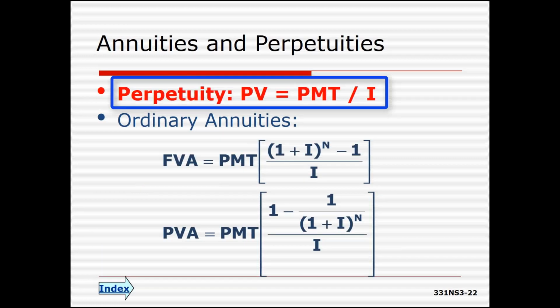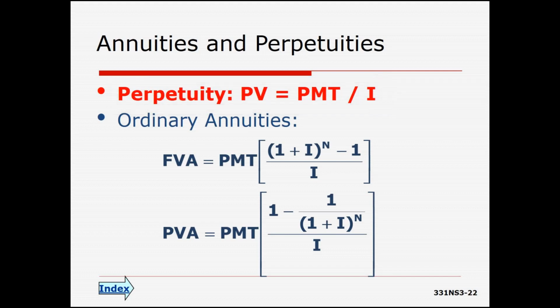First, let's get valuing a perpetuity out of the way. Simple formula. Payment divided by required return. The formulas for the future value and present value of an ordinary annuity are shown on the slide. I have no expectations that you'll actually use them, but I'm showing them for a reason.